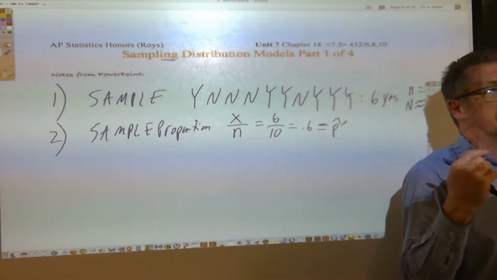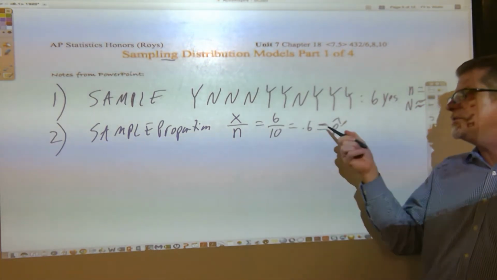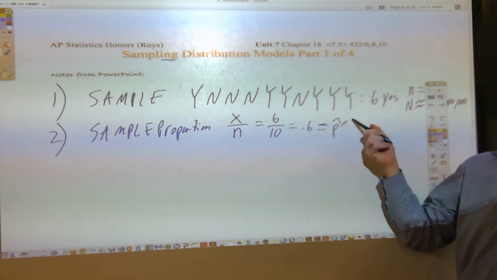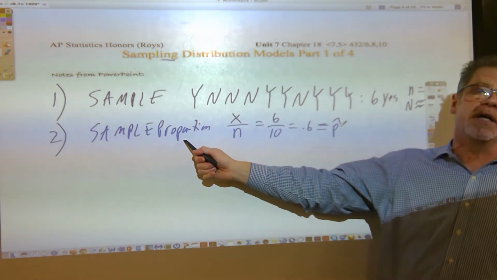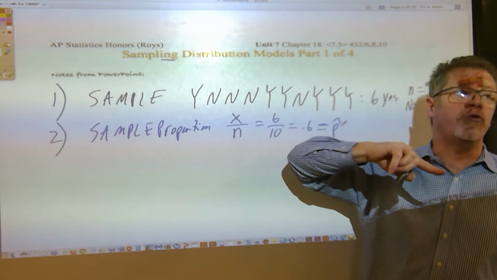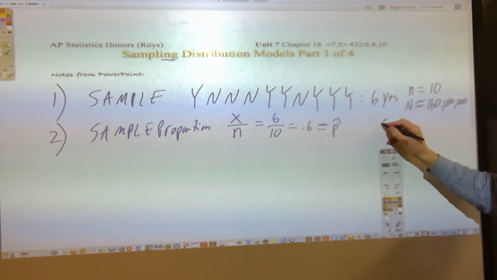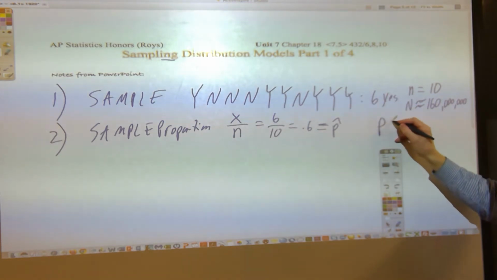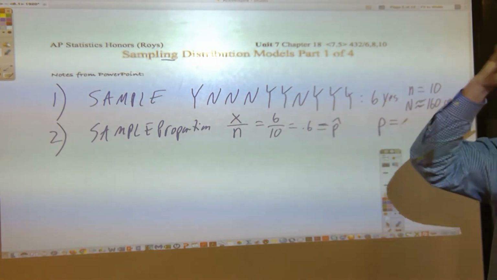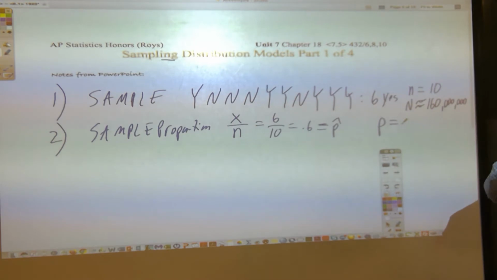It's not p predicted. If it's y hat, that's predicted y. But there is a sense in which p hat, which means sample proportion, is a prediction of what the true proportion will be. Only God knows what the true proportion of people who are going to vote for Donald Trump in November is.